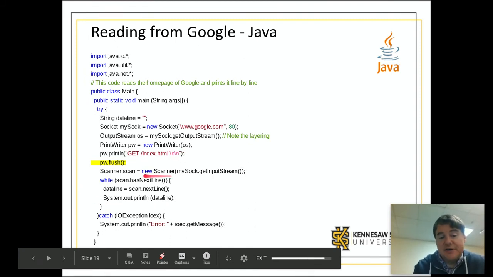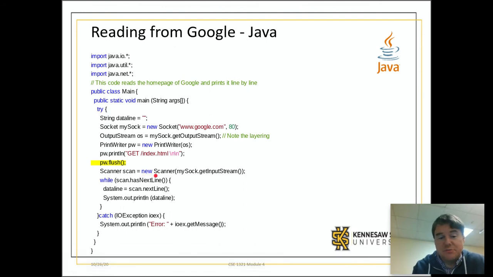So I set up a scanner using the Scanner object, so new Scanner, and what I'm passing it is my sock, which is the socket that I created up here, getInputStream, and that's much like when I made the output stream. Remember, input is coming back from the server, and then I said, while that scanner has a next line, I want you to read the next line, put it in a string called dataLine, and then I'm going to print out that dataLine, which would actually show me the values from the server.